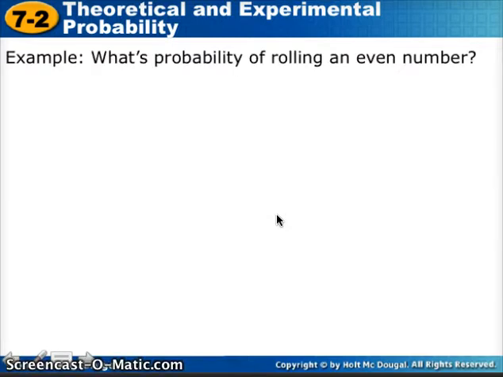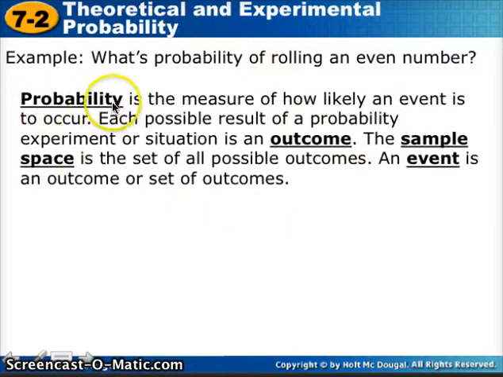within this example. What is the probability of rolling an even number? Well, probability is the measure of how likely an event is to occur. So what I'm really asking you here is, how likely is it that I roll an even number? Each possible result of a probability experiment or situation is an outcome. So each possible outcome, like rolling a 1, is an outcome. The sample space is a set of all possible outcomes. So for this example, the possible outcomes are 1, 2, 3, 4, 5, or 6.